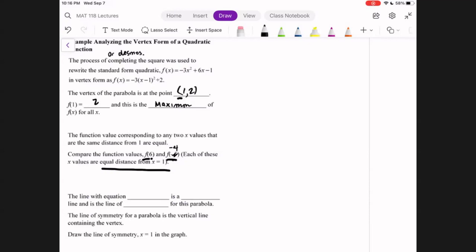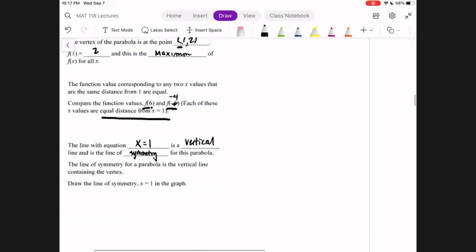So what it's saying here is that if you take any two values that are the same distance to the left and to the right, you'll get the same y value. Okay, so the line x equals 1 is a vertical line and is the line of symmetry. So that means I could cut the parabola in half and it would be a mirror reflection.